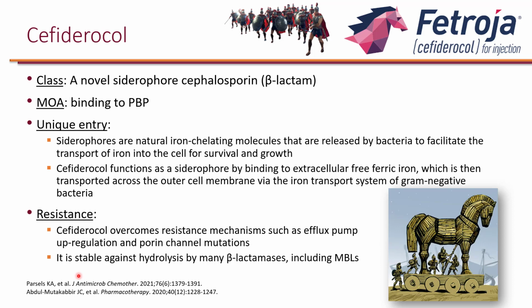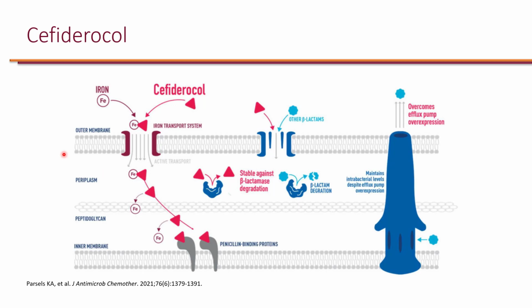And to make it even better, its structure is stable against hydrolysis by many beta-lactamases, including metallo-beta-lactamases. So remember, when it comes to metallo-beta-lactamases, these are Ambler class B. They pretty much break down all of the beta-lactams, and none of our beta-lactamase inhibitors can block these. Now, cefiderocol is actually stable against metallo-beta-lactamases, meaning metallo-beta-lactamases cannot break down cefiderocol. So here's a figure that shows you how cefiderocol goes across the outer membrane into the periplasmic space where it can bind to penicillin-binding protein.